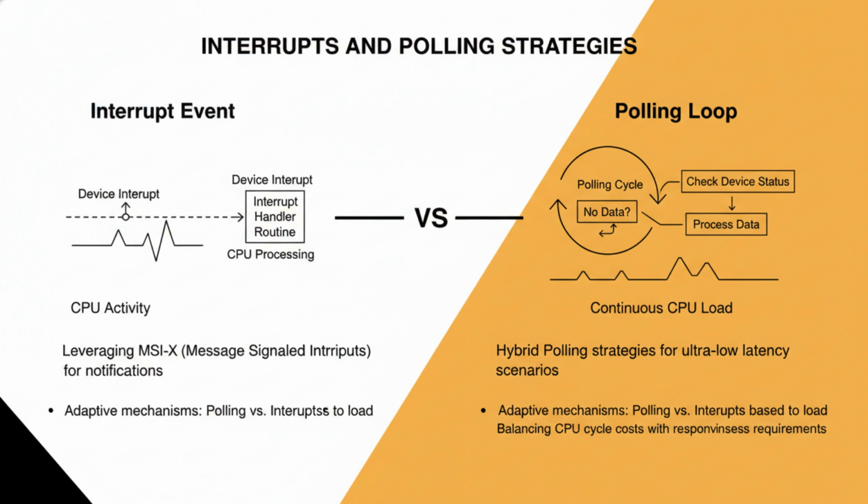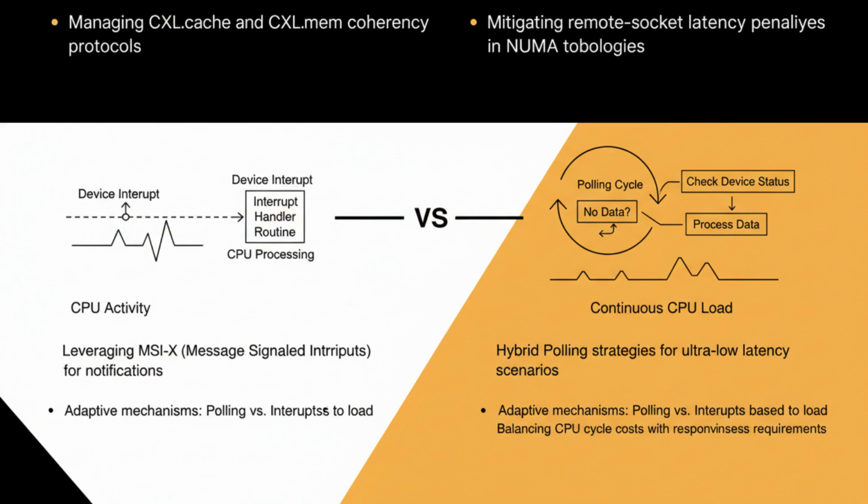For ultra-low latency, the driver might busy wait or poll a memory-mapped status register. We must balance the latency benefits of polling against the power and CPU cycle costs. Modern drivers often use an adaptive approach: poll for a short period when high traffic is detected, and fall back to interrupts during idle times. This ensures that the system remains responsive while maximizing throughput for our high-availability infrastructure.